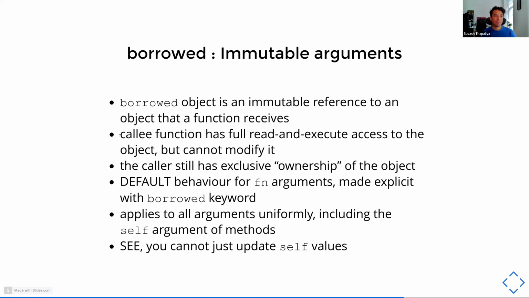So the callee is the part where your function was called. Usually the callee already has ownership of this. It actually owns the value. So the callee has full read and execute access to the object. Oh, sorry. Caller, callee. The callee is the function being called. My bad. So the function has full read access to the object, but it cannot modify it.